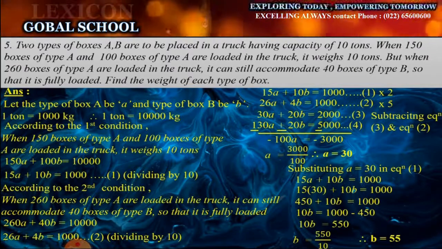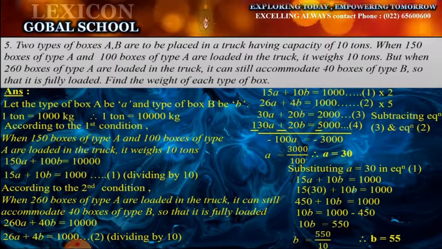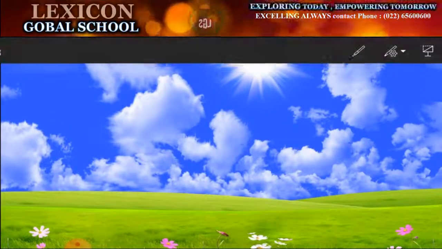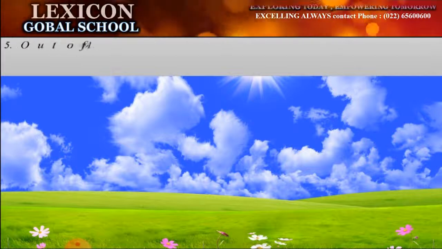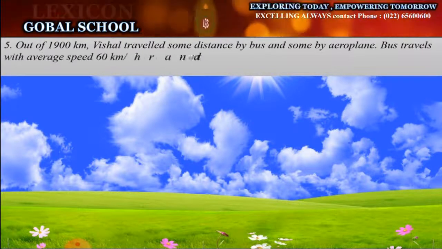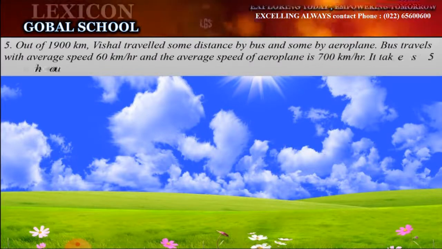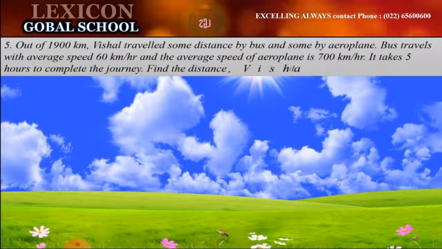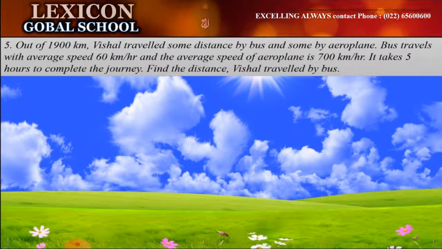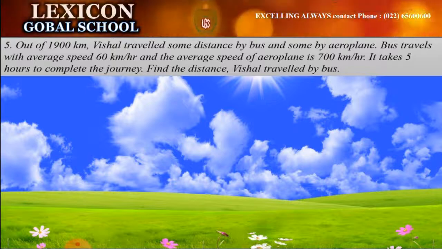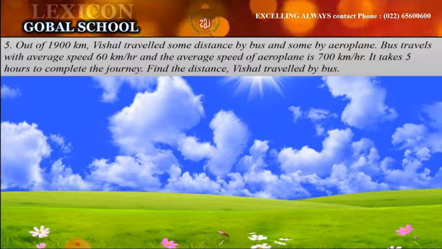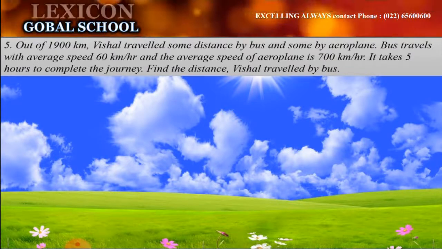Let's move to the sixth sum. Your sixth sum says, out of 1900 km, Vishal travelled some distance by bus and some by aeroplane. Bus travels with average speed 60 km per hour and the average speed of aeroplane is 700 km per hour. It takes 5 hours to complete the journey. Find the distance Vishal travelled by bus.